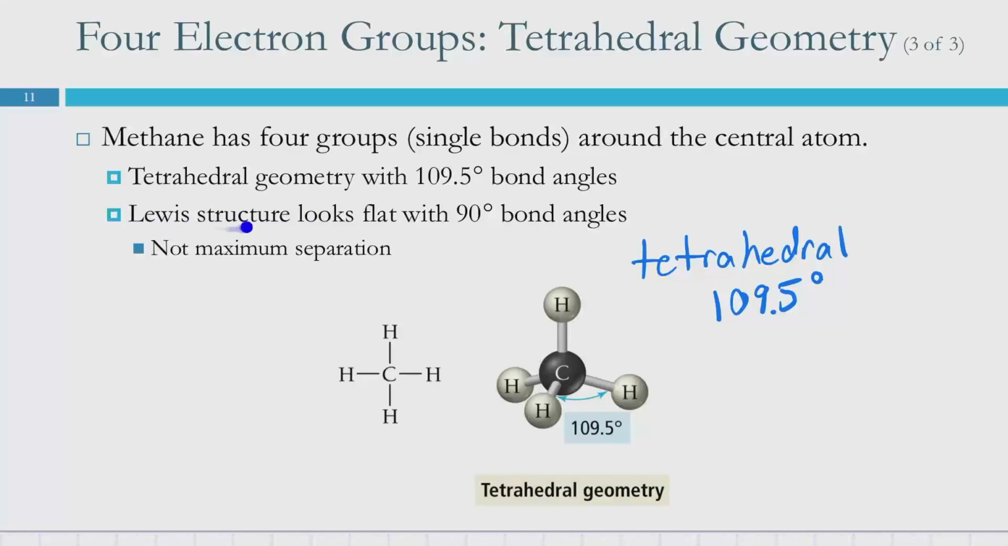The Lewis structure that we draw looks flat, and these would have 90 degree bond angles. But again, that's like if you make a big X with your body versus if you turn to make the tetrahedral shape. That gets you a little bit more space, makes that maximum separation. So 109.5 is a number that you just get to memorize for fun. Well, for class, not for fun. Questions about tetrahedrons?